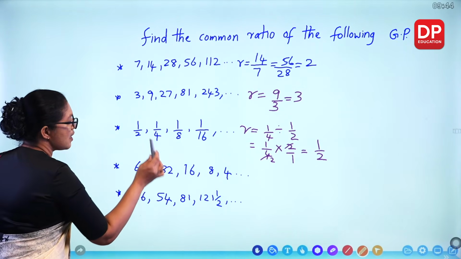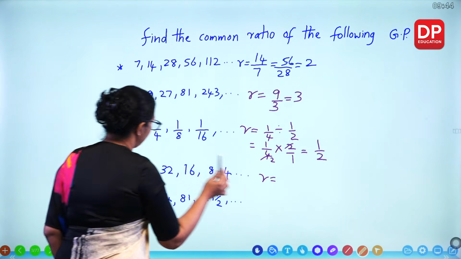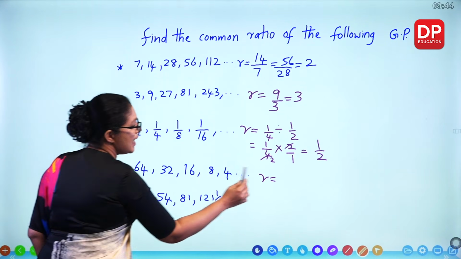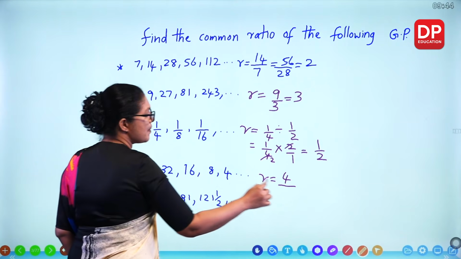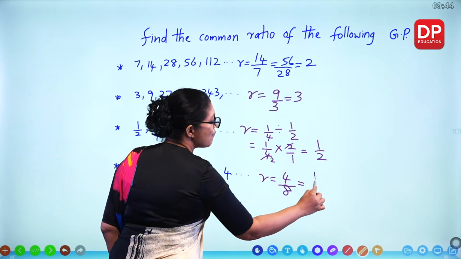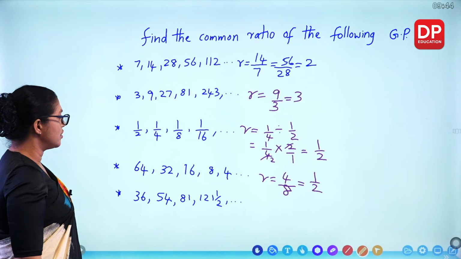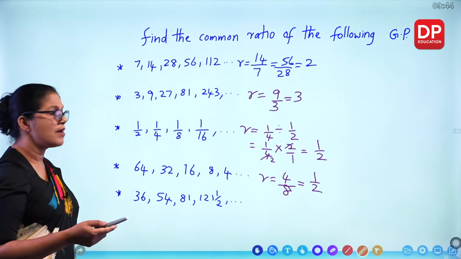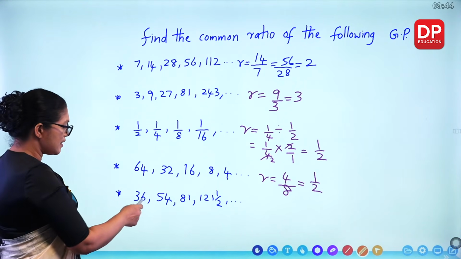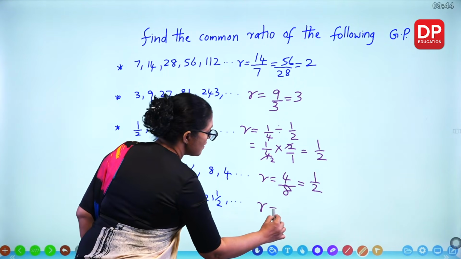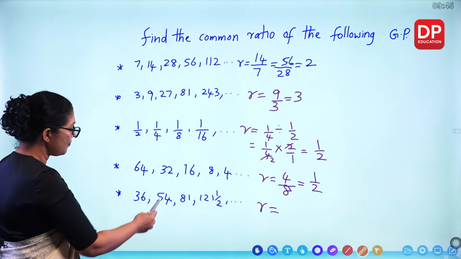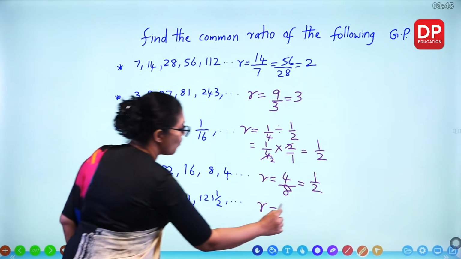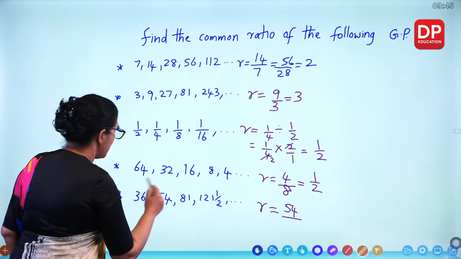This one, any term, I'll take 32, or here, if you take this side, it's easy to simplify. Any term, divide by its previous term. 8 divided by 4, you get half. So that means multiply by half. Any term multiplied by half, you get the next term. This one, which one is the easiest to find the common ratio? This one. If you take this one, you get fractions. So here 54 divided by 36.